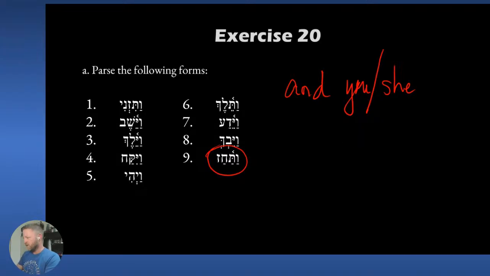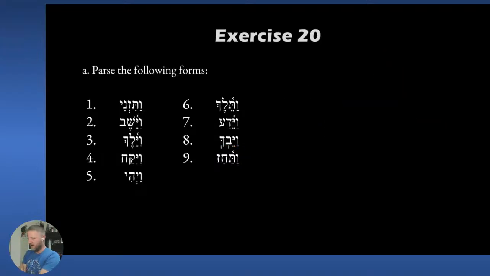Yeah, had a vision. How about that? Had a vision. Okay. I hope somebody's watching. It says there are 3 people now. But Vatachaz means, and you had a vision, or and she had a vision. Please let me know if that makes sense.